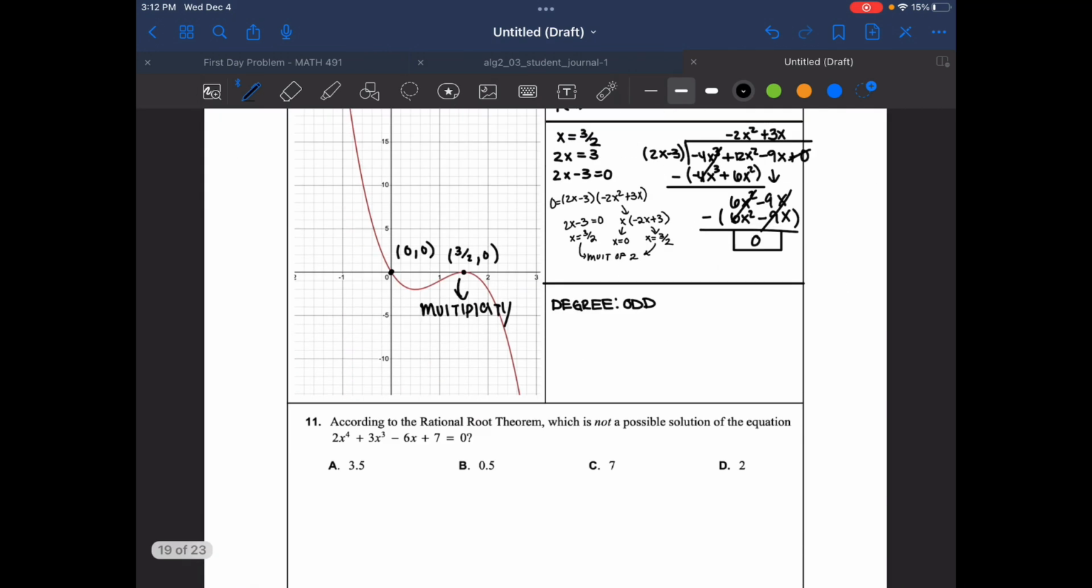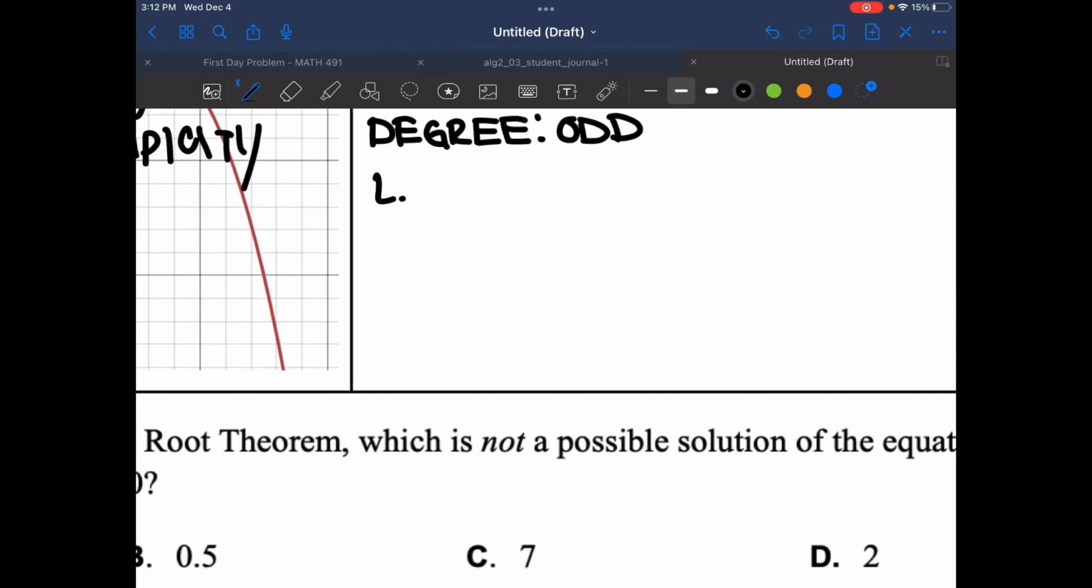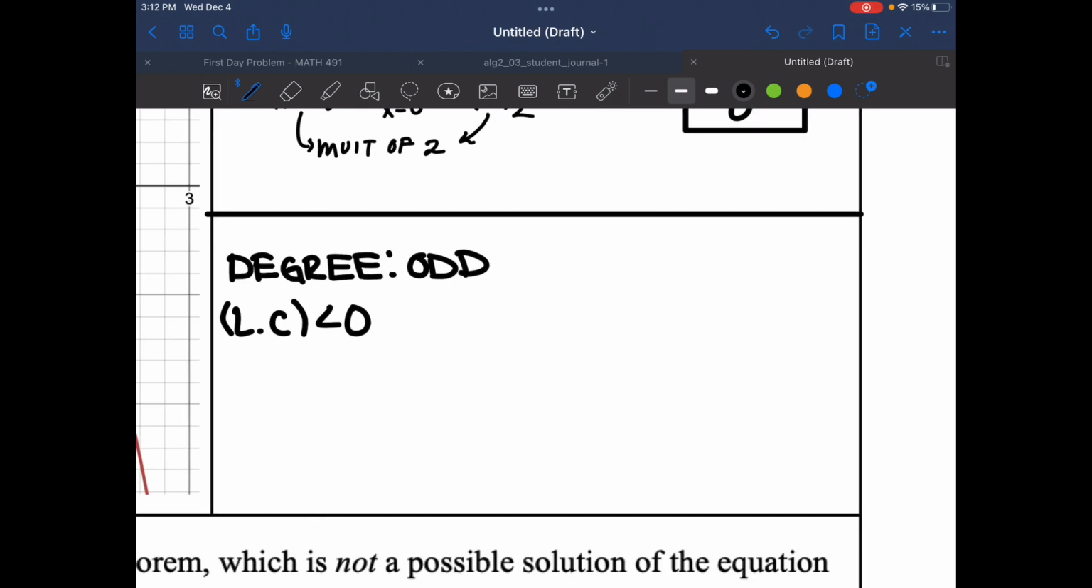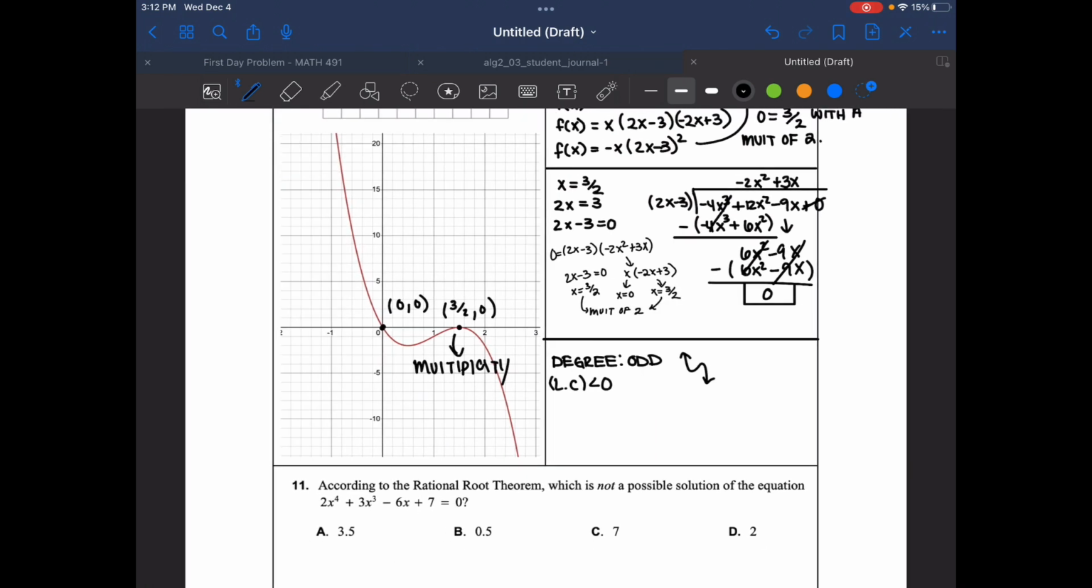Okay, and I also see that I have a negative leading coefficient. So my leading coefficient is less than 0. So that's going to look something like this, okay? If you look at my graph, that's pretty close, don't you think? And I guessed.